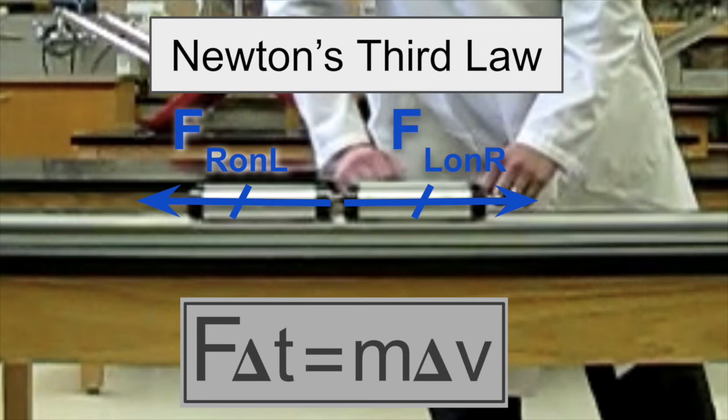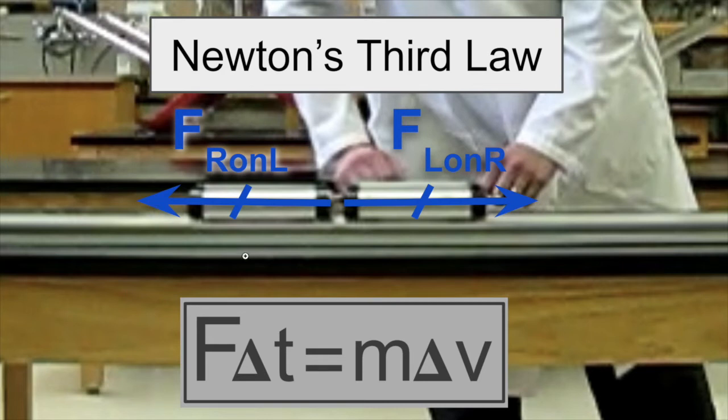So if we go back to our impulse equation and think about the consequences of that, the force of each cart on the other cart is equal. The time interval is equal. That means the momentum change will also be equal. Momentum is a vector, so direction matters. The momentum change that happens on the right-hand cart must be equal to the momentum change of the left-hand cart.